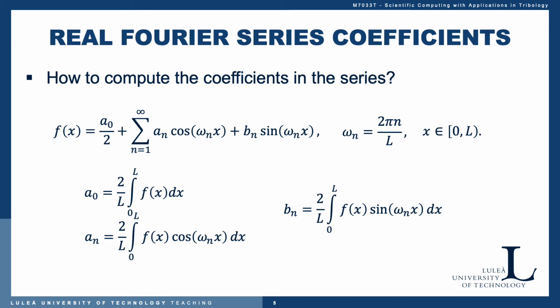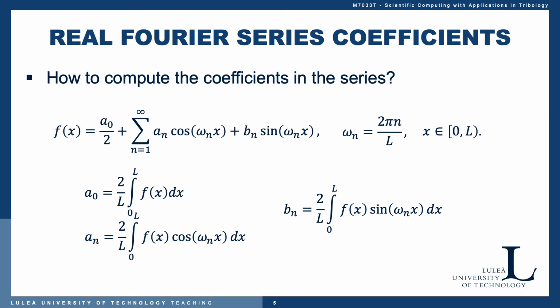An is just nearly the same thing, but we add also the harmonic cosine of omega n times x, and then integrate. And the bn are very similar to the an.